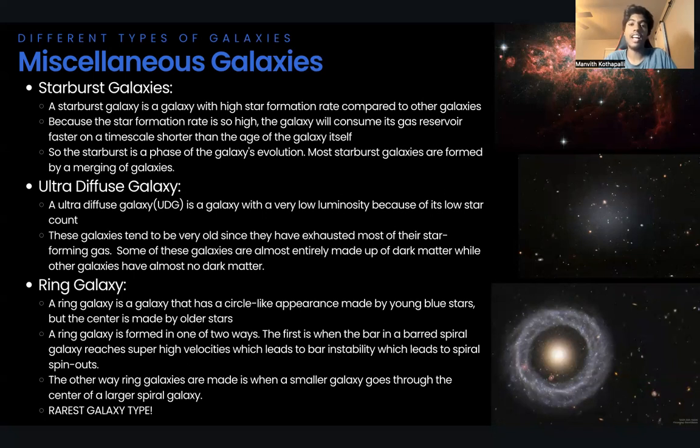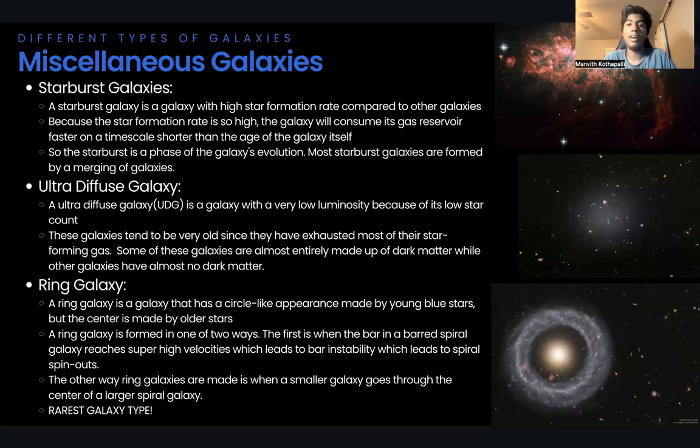The ring itself has young blue stars, which are very luminous, and at the center of the ring galaxy, it has old stars, and they have very low luminous matter. A ring galaxy is formed in one of two ways.